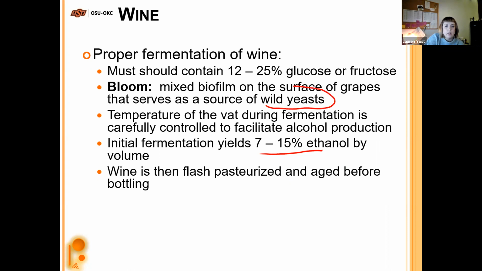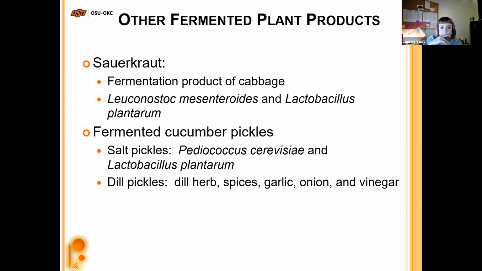So you use wild yeasts that are on the outside of grapes. That's why they talk about location a lot when they're talking about wineries and stuff, because you want it to have a good location where it's favorable to certain kinds of yeast. So you can get that good bloom on your grapes. What else is important with fermentation?